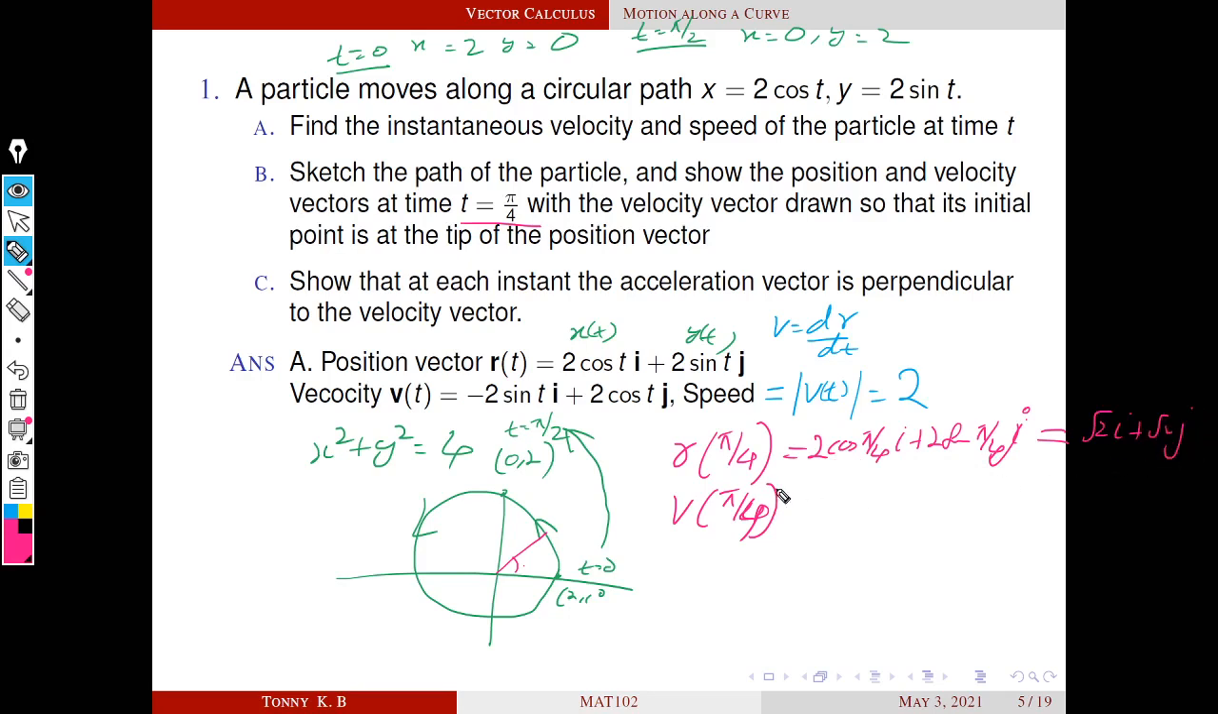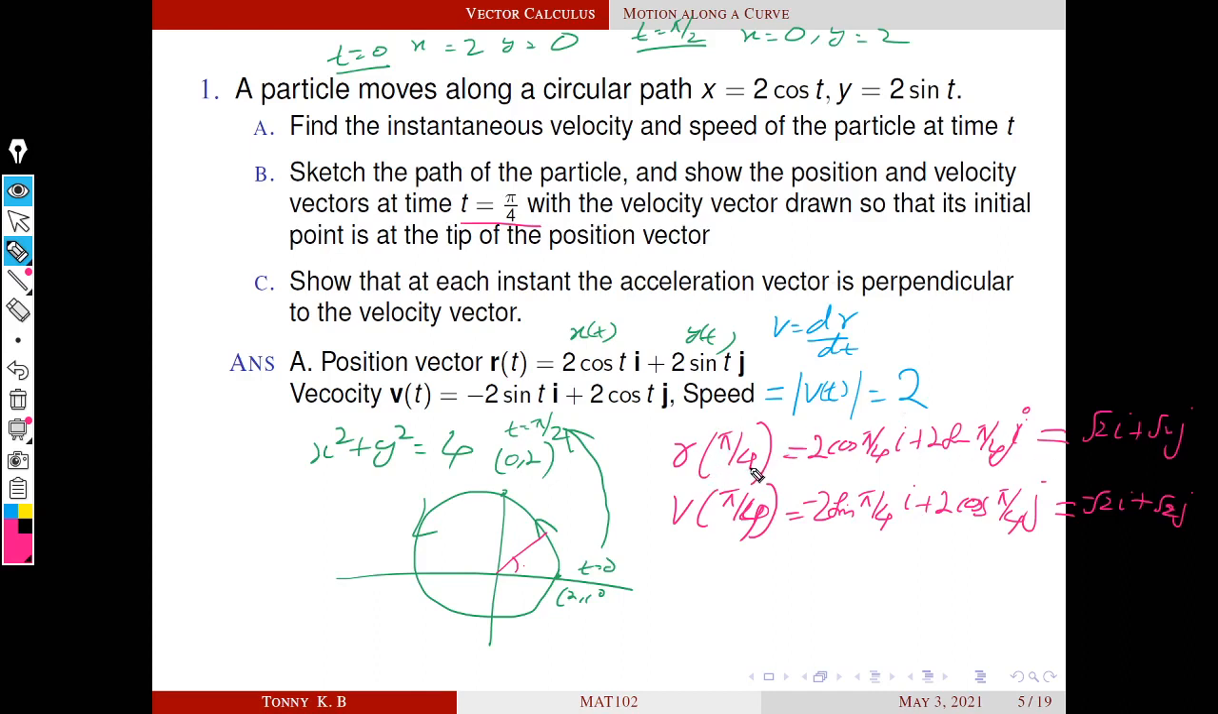Similarly, we have to find the velocity at pi by 4. You simply substitute pi by 4 in this formula. So this becomes minus 2 sin pi by 4 i plus 2 cos pi by 4 j. Similar to this case, this is again 1 by root 2. So minus root 2 i plus root 2 j. So this is the position and this is the velocity at time t equal to pi by 4.